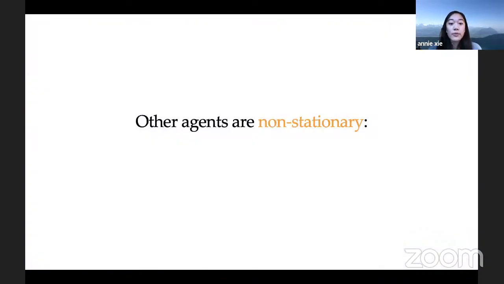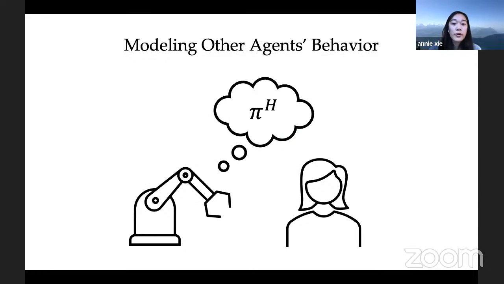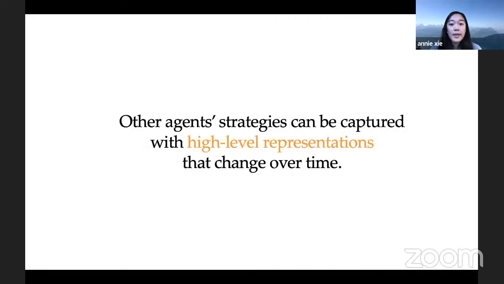Similarly, when robots interact with humans or other robots, these other agents are non-stationary. They update their behavior in response to the robot. Prior work for handling these multi-agent interactions would explicitly model the low-level policy of the other agent. But people can interact with each other with little to no effort, and they do this by keeping a high-level representation of the other person. So we recognize that much like in human-human interaction, robots can also capture other agents with these high-level representations that change over time, which we refer to as their latent strategy.